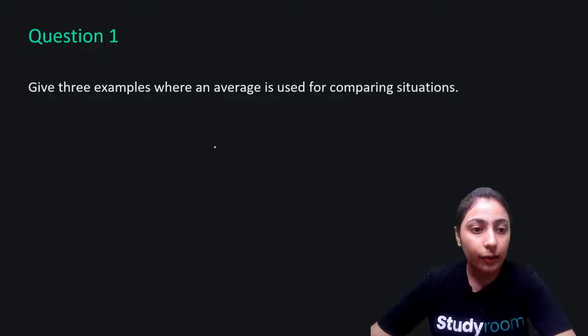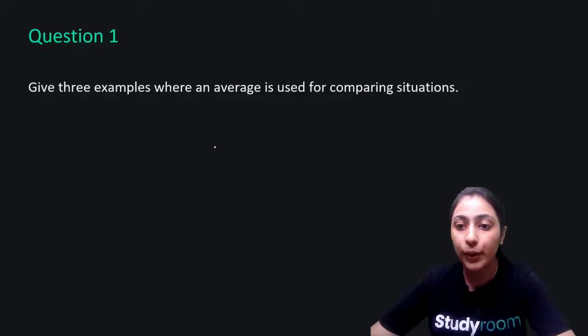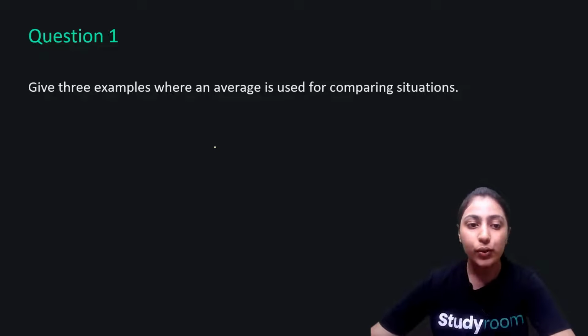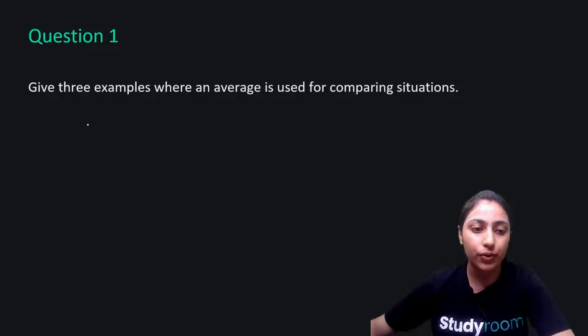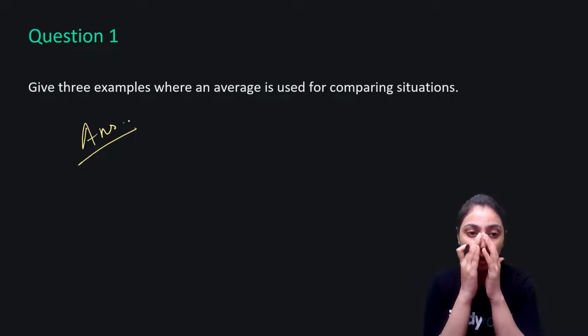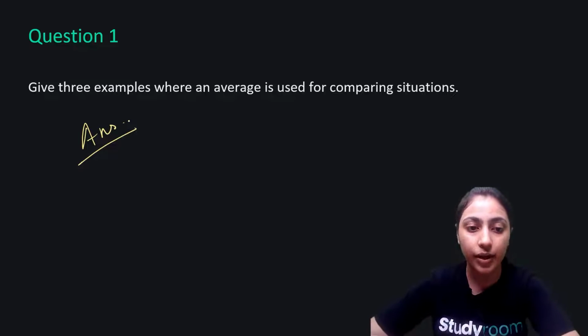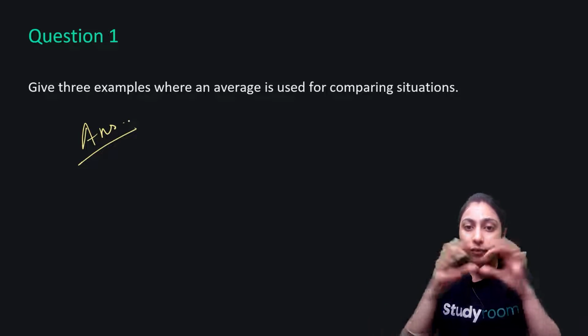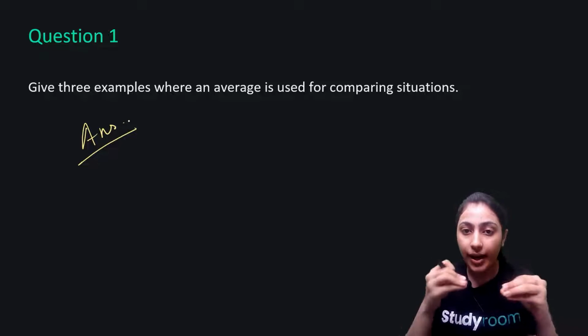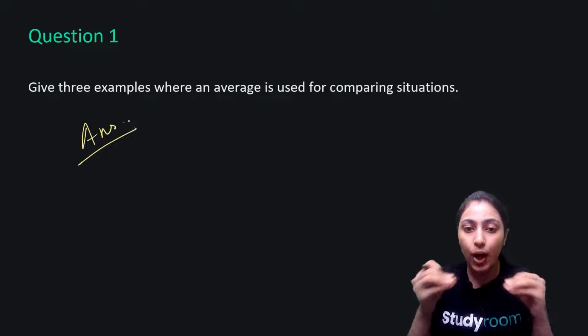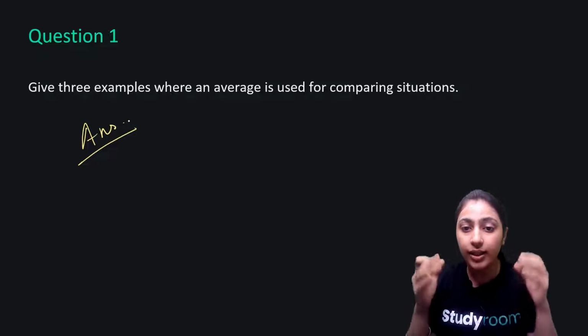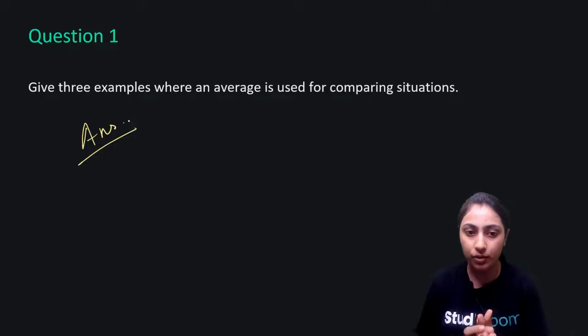Okay, so right now we are having a few questions. Question 1 says, give 3 examples where an average is used for comparing situations. So first let me brief you about the question. Over here the question means that you have to give around 3 examples where people take an average in order to determine a situation, in order to compare a situation rather than digging deep. This is what the question means.